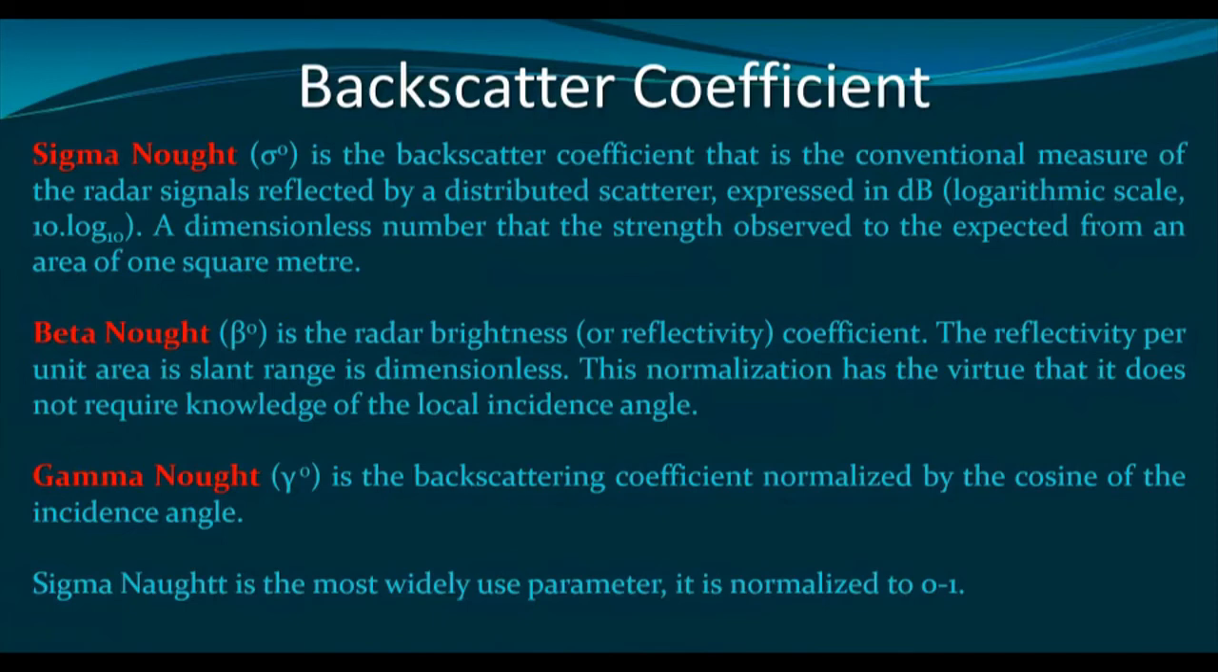Other than these two, sigma naught and beta naught, we also have gamma naught, that is the backscattering coefficient normalized by the cosine of the incidence angle. But the gamma naught is rarely used. In very few software you will get this gamma naught information. Rather, in most of the software you will get the backscatter coefficient as sigma naught or beta naught.